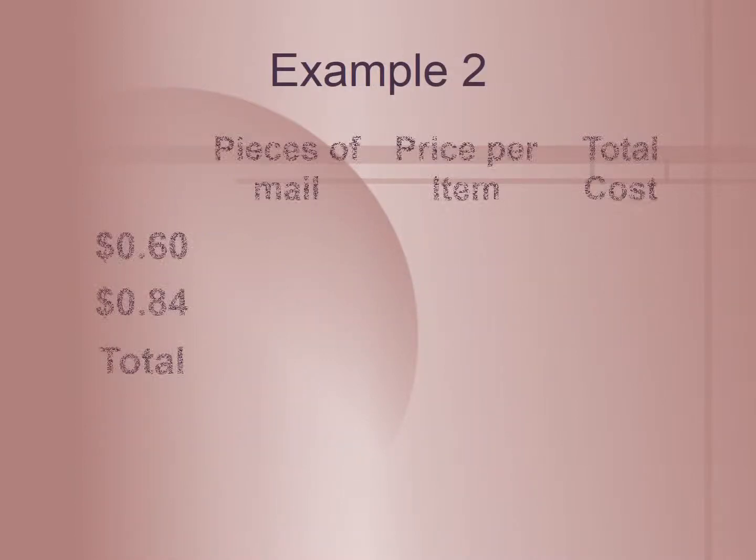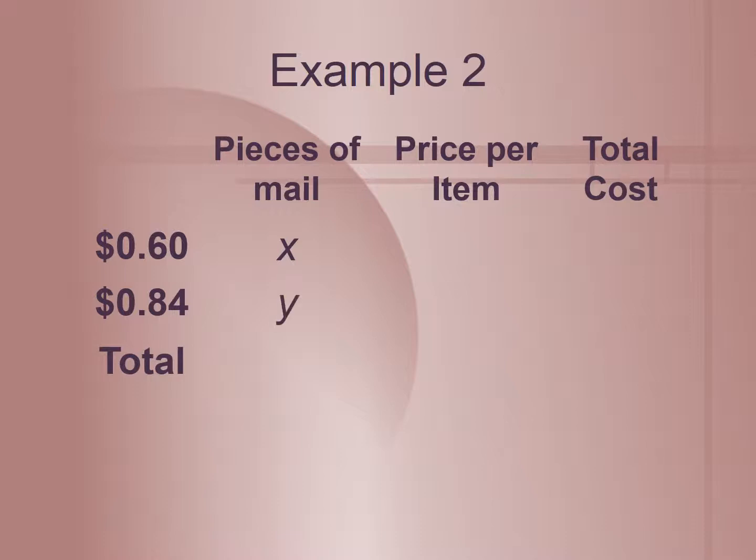Let's do another example. Let's say we are trying to figure out the price of sending mail. We have two rates: the 60-cent rate and the 84-cent rate. So we have X pieces of mail that we're sending out for 60 cents, and then we have Y pieces of mail that we're sending out for 84 cents. The total is 150 pieces of mail, right? And then our price per item, right?